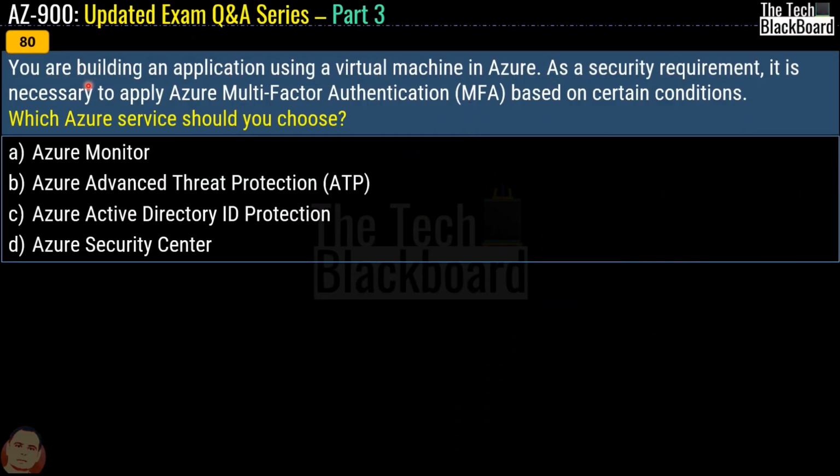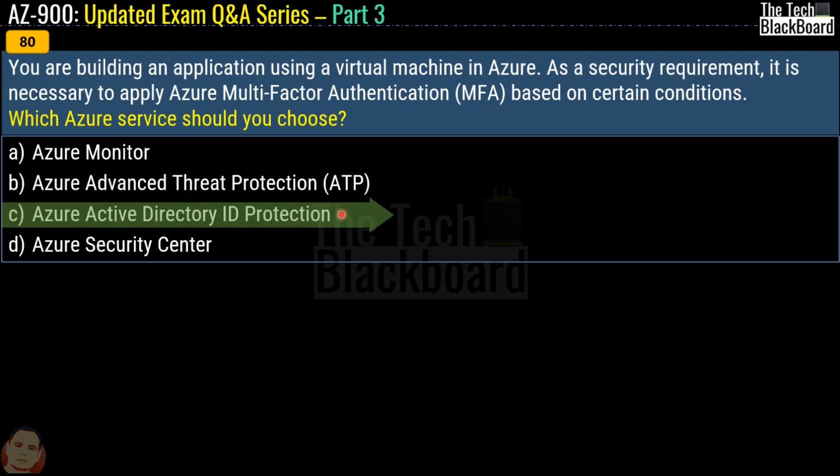The question says that you are building an application using a virtual machine in Azure. As a security requirement, it is necessary to apply Azure multi-factor authentication based on certain conditions. Which Azure service should you use? Your options are Azure Monitor, Azure Advanced Threat Protection, Azure Active Directory ID Protection, or Azure Security Center. The correct answer for this question is option C, Azure Active Directory ID Protection.